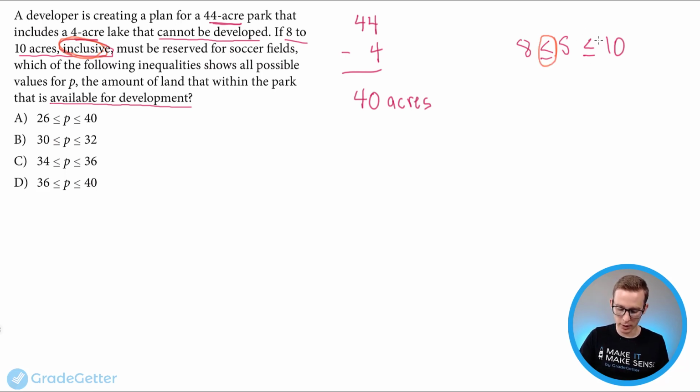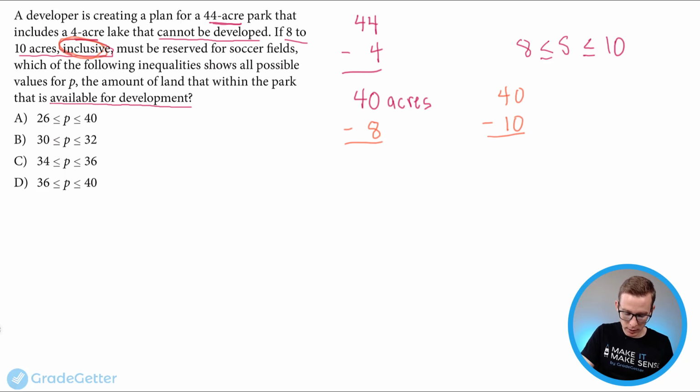So it's greater than or equal to and less than or equal to, right? Rather than just less than or greater than. So that's all that word means. So I'm going to see what 40 minus 8 would be and 40 minus 10 would be. And that's going to be the total amount of land available for development. So 40 minus 8 is 32, and 40 minus 10 is 30.